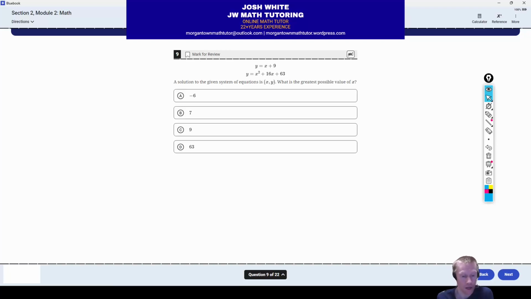Now, here we have another question where it's basically a system of equations. They want to know what's the greatest possible value of x. So again, you can do this one by hand. It's actually not that bad, so I'll just work it out first, and then I'll show you in Desmos. Since they're both in y equals form, though not slope-intercept form because it's a quadratic, you can just set them equal to each other.